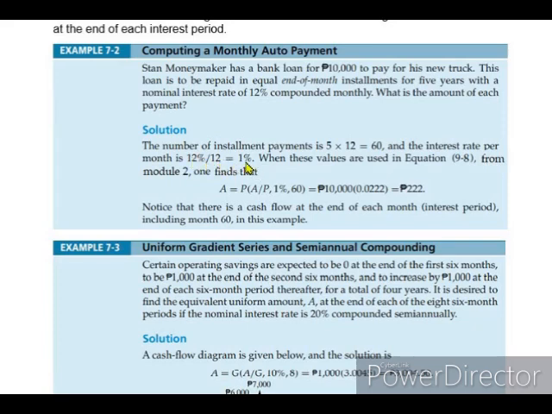So, 1%. So, when these values are used in the equation, ito yung sa module, okay? Module 2, 9-8. So, finding A, given P, substitute lang yung 10,000 pesos. Equivalent naman ito sa table ito, 0.0222. So, meron kang 222 pesos. Okay, so yun yung A. Notice that there is a cash flow at the end of each month. Okay, so ito yung maging cash flow at the end of each month, including the month 60. Kasama si month 60 dyan.